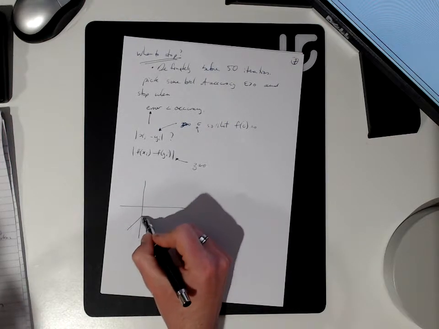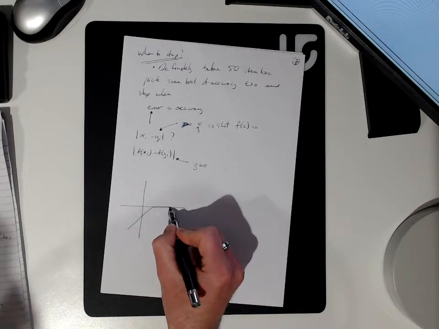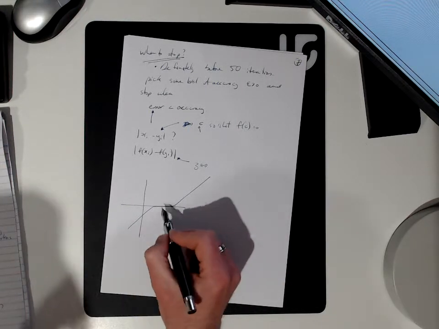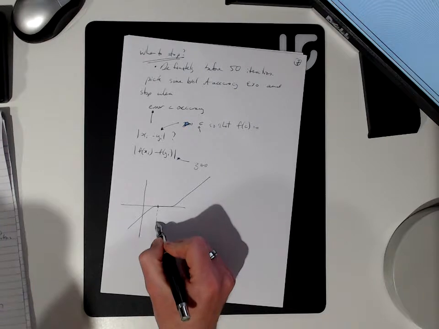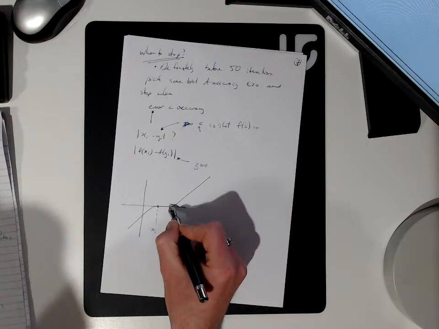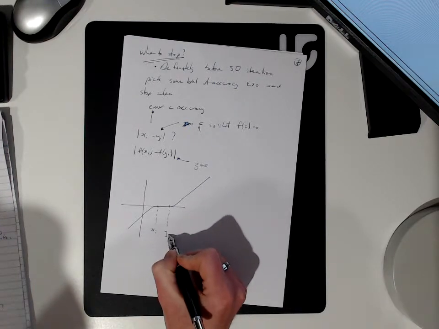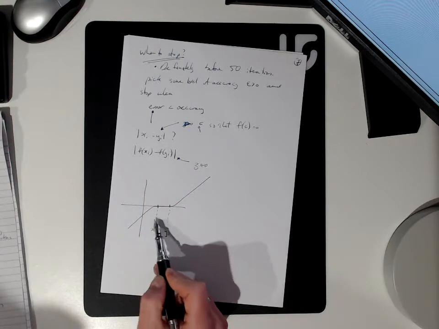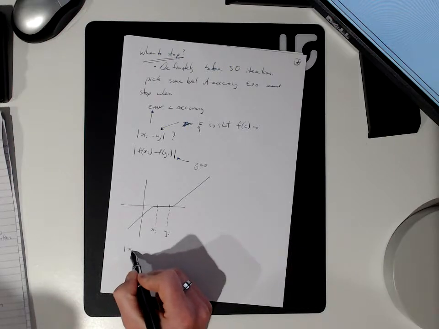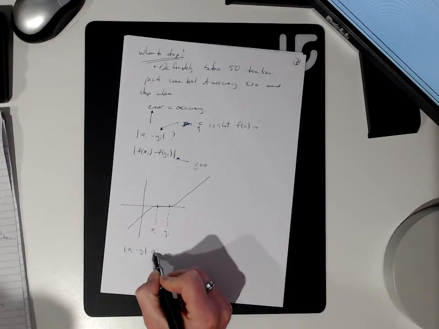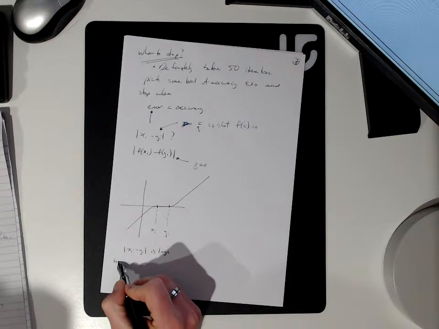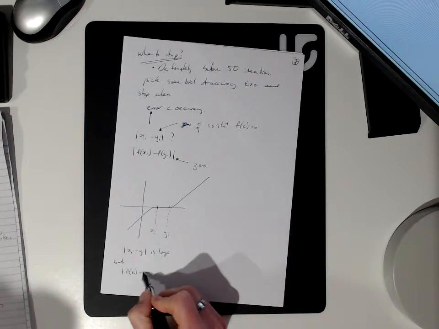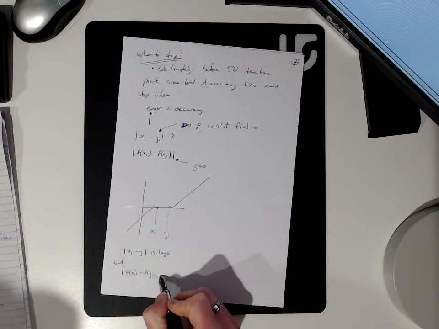So here's a function. Big gap between these things. But in this case, for this particular diagram, this is large, but this is small.